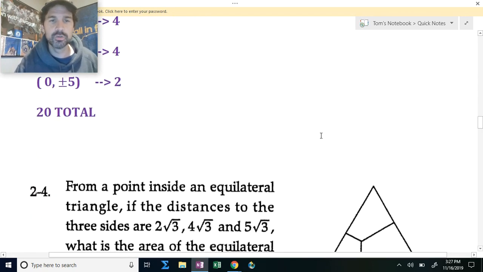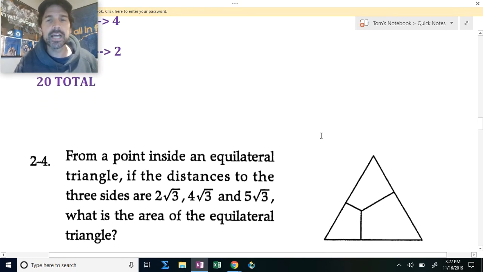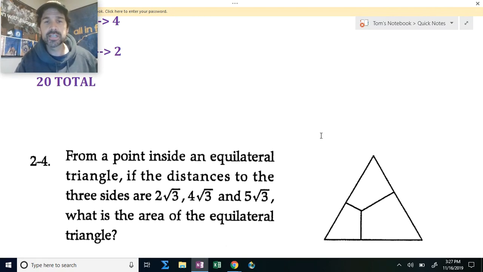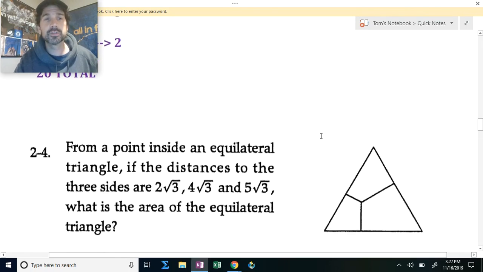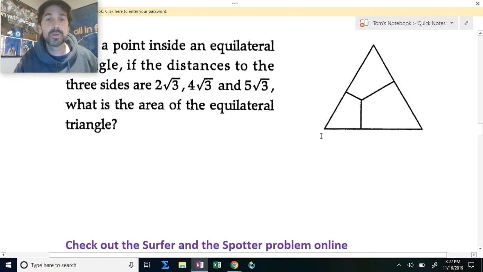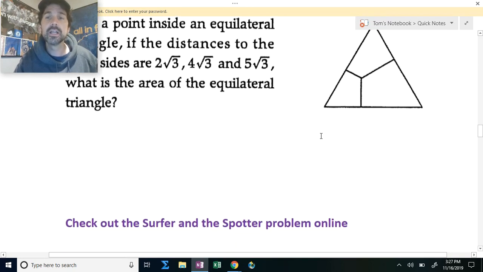And we are on to number 4. For this one, you have this point inside an equilateral triangle. So equilateral triangle, all the sides are congruent to each other. They're all the same. And we know that those lengths are 2 root 3, 4 root 3, and 5 root 3. This problem reminds me a lot of the surfer and the spotter problem. So if you are not familiar with the surfer and spotter problem, they're pretty cool. You might want to look those up online.